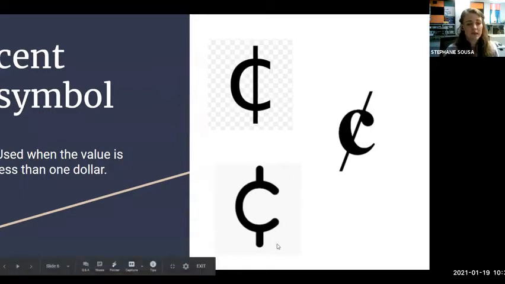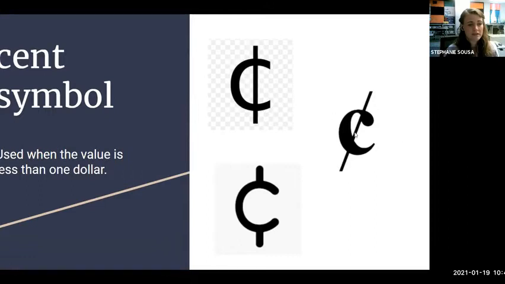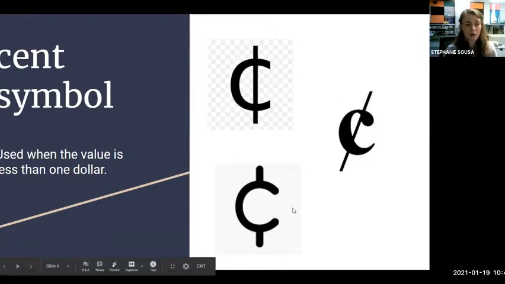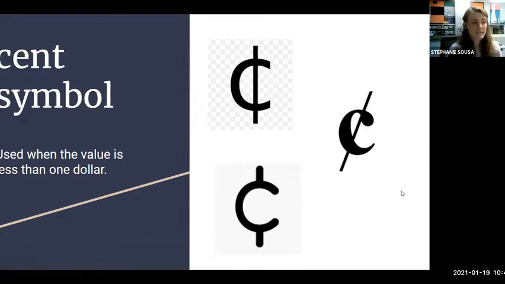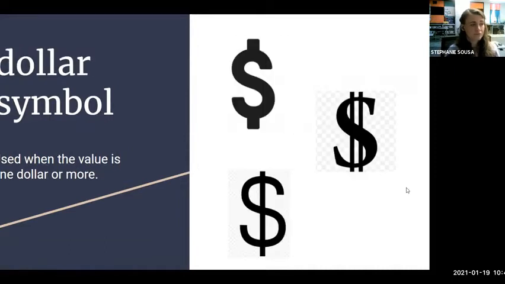The cent symbol can appear different ways. All 3 of these are the cent symbol, okay? They are a C and there is a line of some kind connected or going through them. This is what the cent symbol can look like.